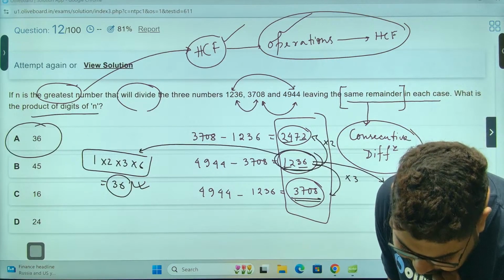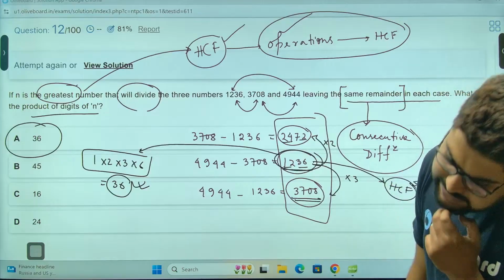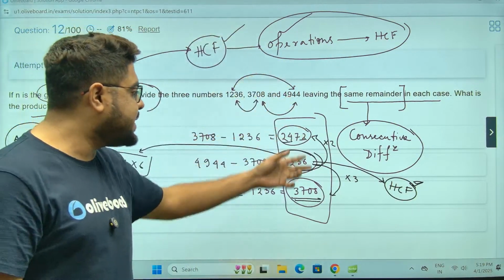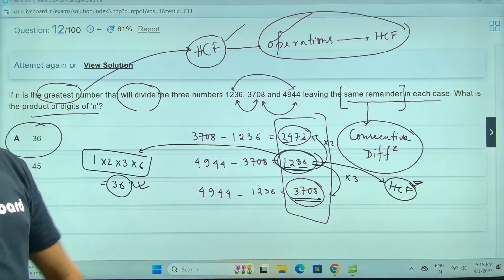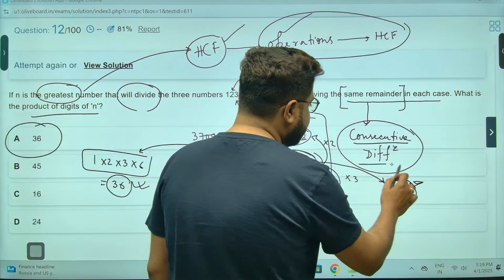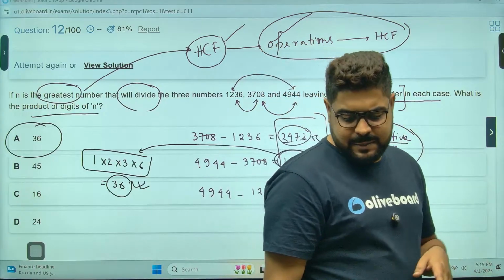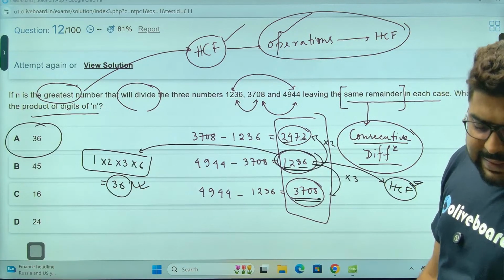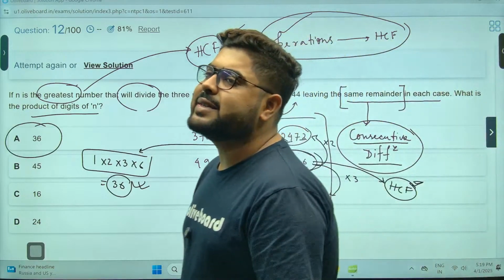The remainder can be taken 0 as well. Yes, absolutely works. That is why you see the HCF itself is the answer. We are not doing anything. But again, always remember this consecutive difference method actually works the best in this case. This was a lengthy question, honestly. Honestly speaking, this was a little lengthy question. But again, doesn't matter.